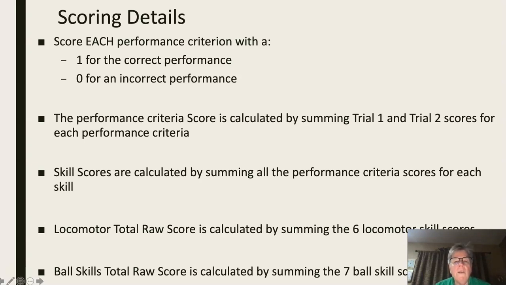The performance criteria score, again, I'll go through this in a little video, but we calculate the score for trial 1 and trial 2, and then there's a total score column that you'll put that in. So any total score cannot be greater than 2 because 1 plus 1 is 2. And then each of the skill scores within a subtest, the locomotor or the ball skills subtest, they'll all be summed so that you get a subtest raw score. And that's what these 2 bullets talk about here. And again, I've got a couple specific videos to show you how to do that.